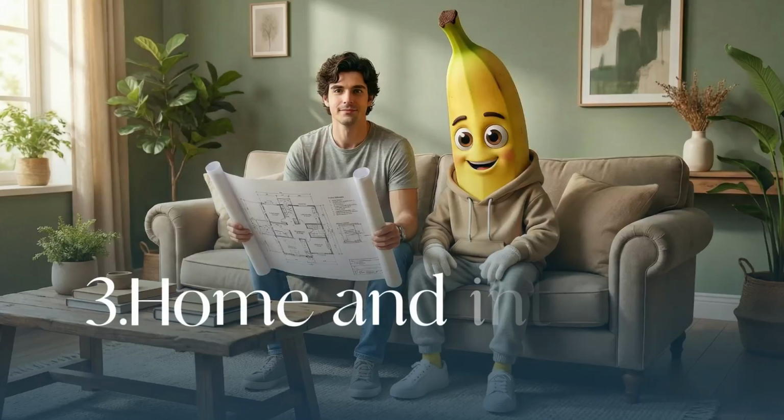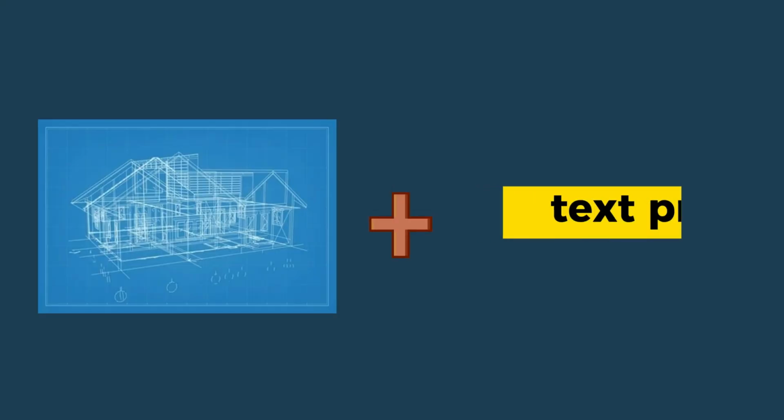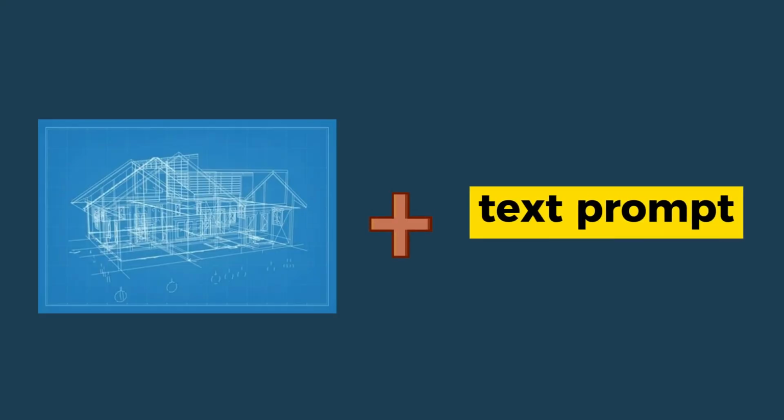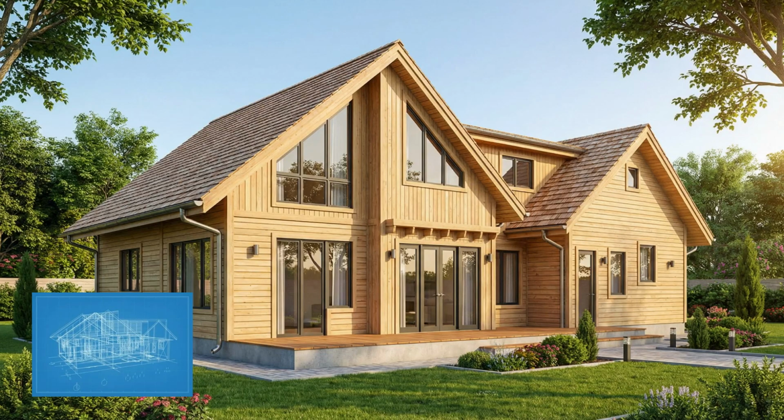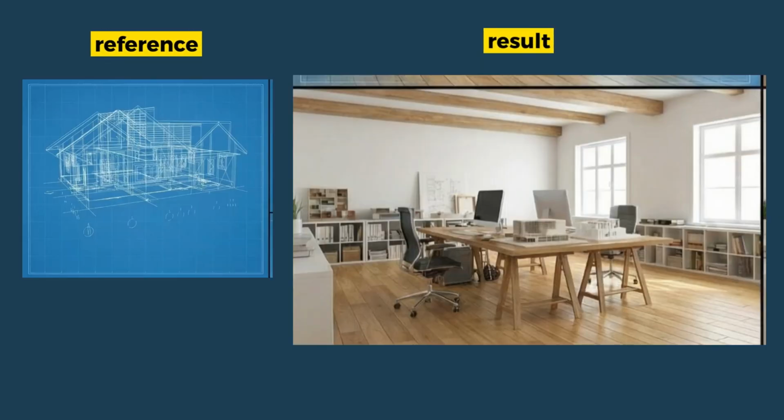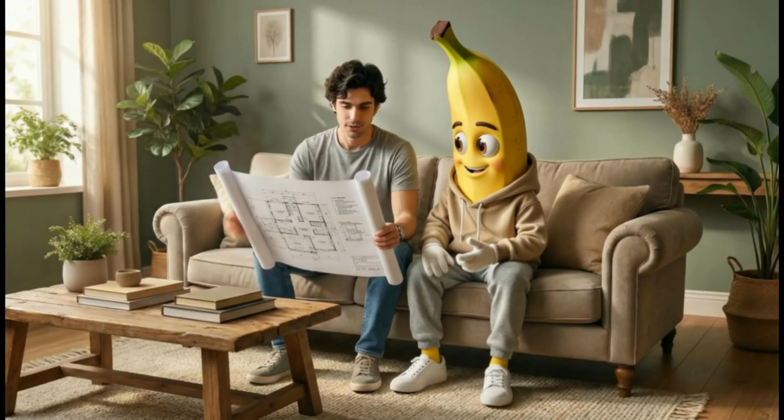Then we have home and interiors. If you upload any blueprint, even a rough sketch or a phone photo, Nano Banana Pro converts it into a realistic 3D-style room preview. Walls, lighting, flooring, layout. Your flat drawing becomes a lifelike interior. It's perfect for planning renovations or visualizing room designs.